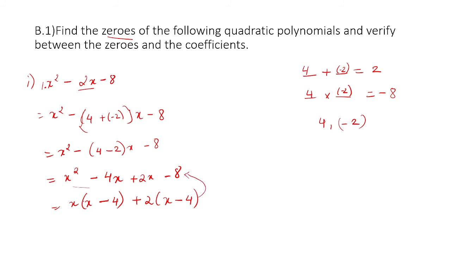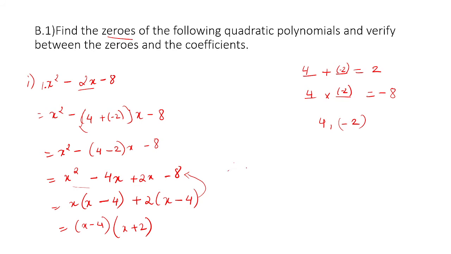Check that. x into x gives you x squared. There's a minus, so put a minus there. x into 4 gives you 4x, plus 2 into x gives you 2x. Plus into minus will give you minus. First focus on the sign. 2 into 4 will give you 8. Now look at these two terms. What is common? x minus 4 is common, so you take x minus 4 out. If you take x minus 4 out from here, you're left with x plus 2.